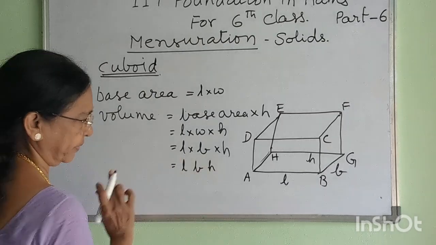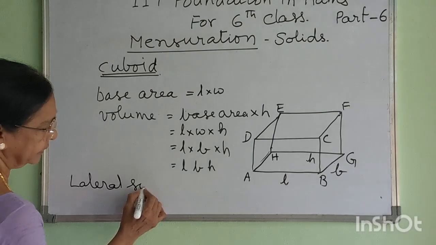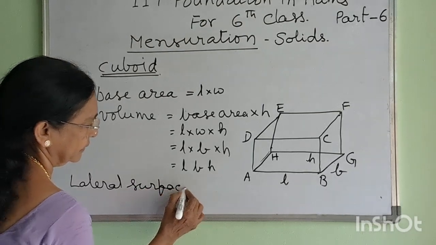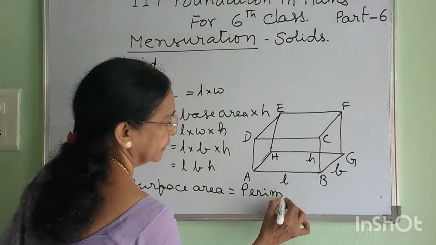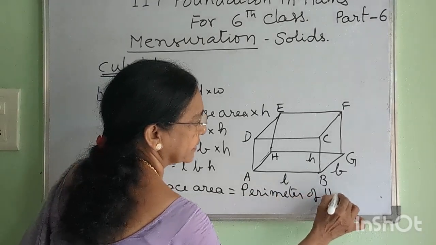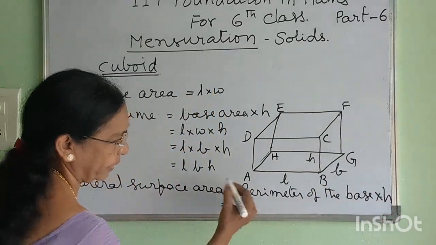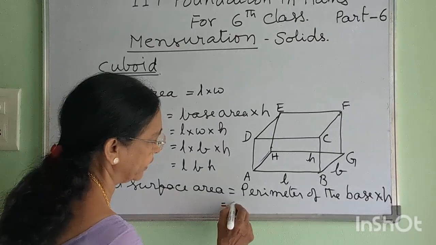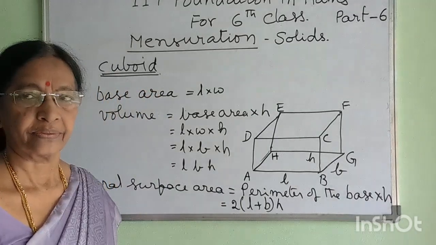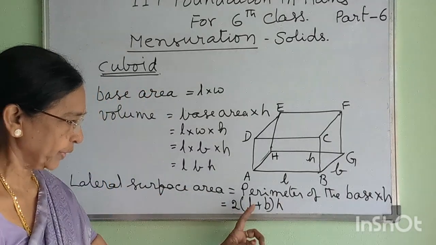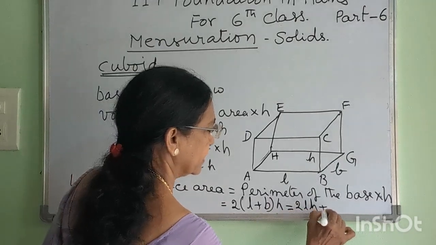Volume of the cuboid is LBH. Next, lateral surface area is equal to perimeter of the base into height. So perimeter of the base is a rectangle, therefore its perimeter is 2 into L plus B, into height. Lateral surface area is equal to 2 into L plus B into height H, or we can expand 2LH plus 2BH.